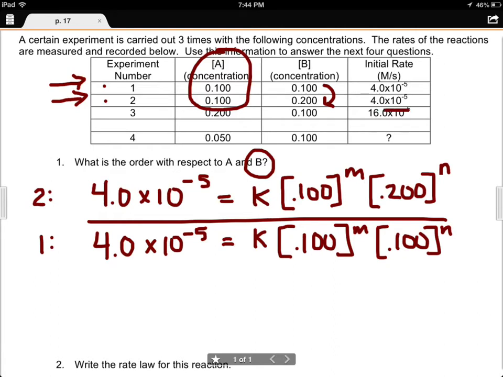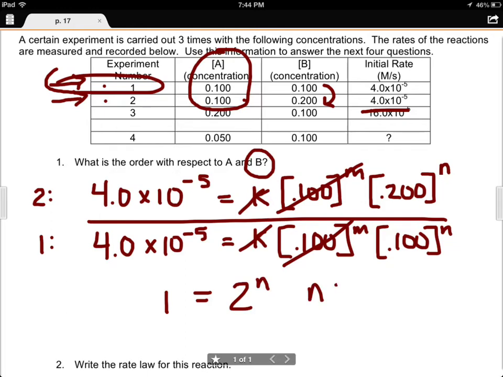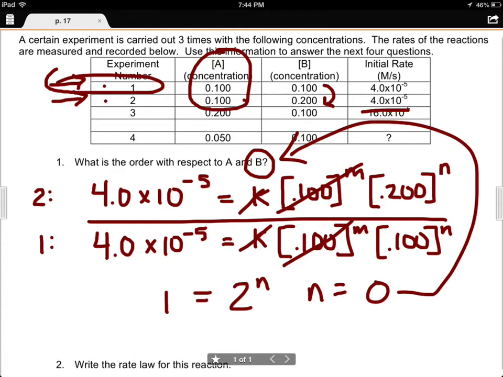So I have 4 times 10 to the negative 5th is equal to K times the concentration of A, that's the 0.1, taken to the mth order, times the 0.2 taken to the nth order, and I divided that by the rate expression for experiment number 1. When you simplify this, 4 divided by 4 gives you 1, K cancels, see how conveniently these concentrations of A cancel, gives you 0.2 divided by 0.1, or 2 taken to the nth power. So n must equal 0. So this is 0th order with respect to B.